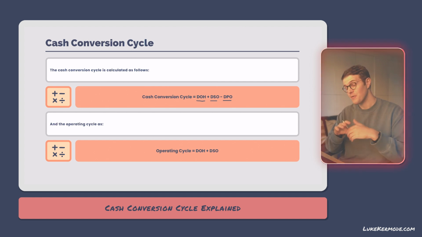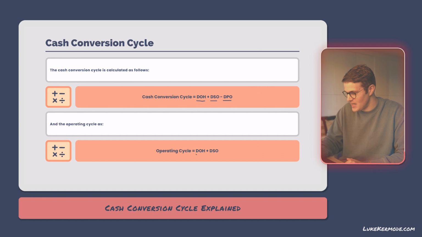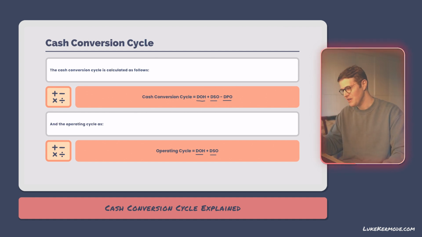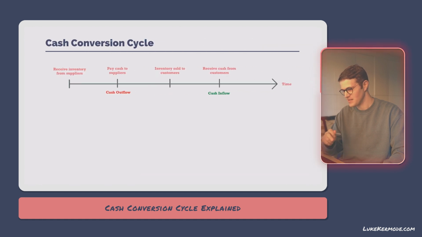And then you can contrast that with the operating cycle, which is a slightly more simple formula. That is just the days of inventory held plus the days sales outstanding. So again, we'll go through a mathematical problem a bit later on in the video, but that's how you think about the two concepts mathematically.